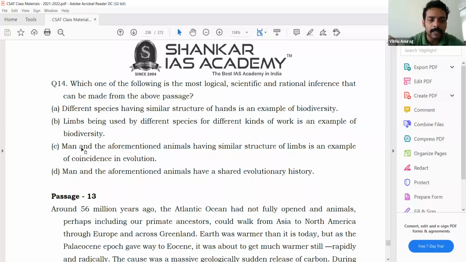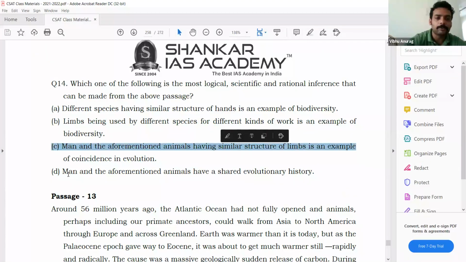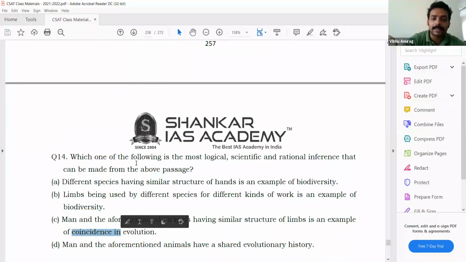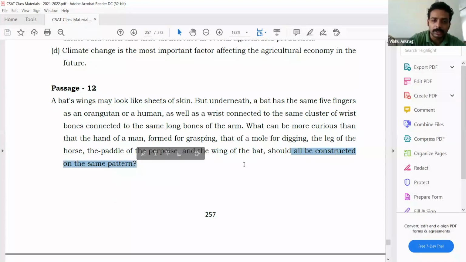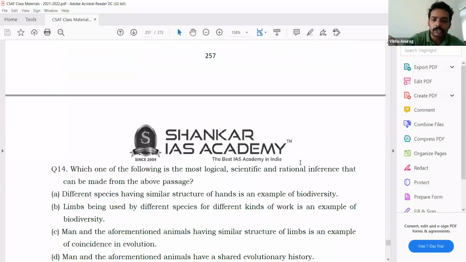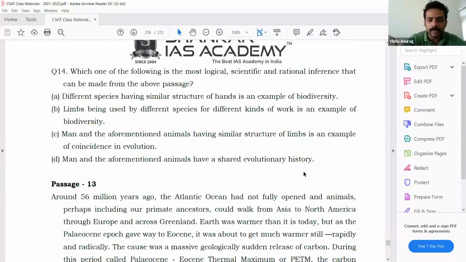C says man and the aforementioned animals having similar structure of limbs is an example of coincidence in evolution. He's not highlighting this as a coincidence. What he's rather saying is they're all constructed on the same pattern. So he's saying it's a pattern. It's not a coincidence. So D, man and the aforementioned animals have a shared evolutionary history. That is the correct answer, because he's saying that they're built on the same pattern. So the answer must be D.